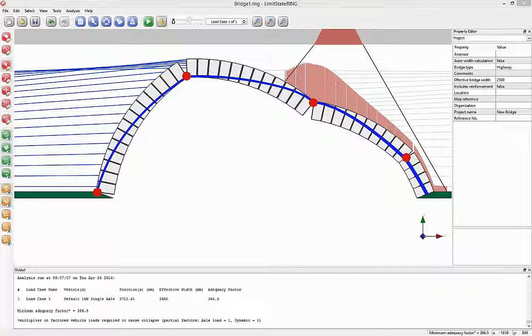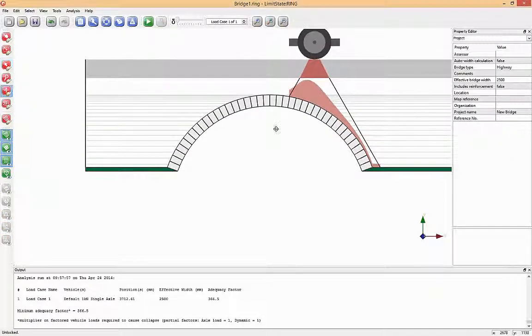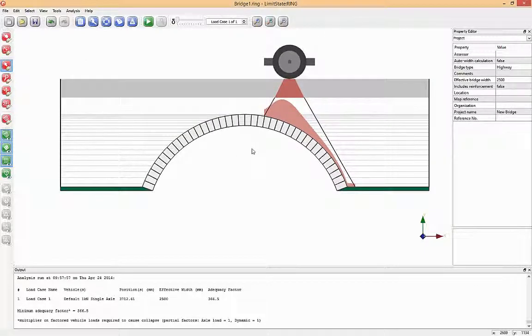Okay, looking at some more questions. Okay, can Ring be used for design assessment purposes of reinforced concrete and mass concrete arches? I understand that a number of Ring customers are using it, certainly for the assessment of lightly reinforced concrete arch bridges.